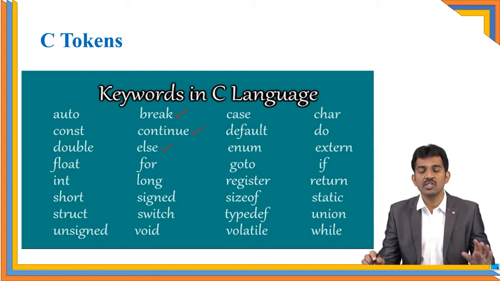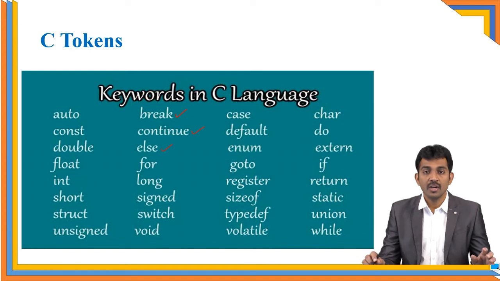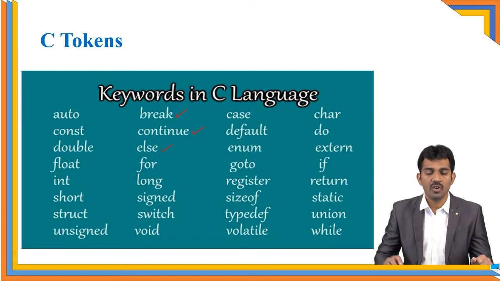All these keywords are also called reserved words. You don't have a provision to use them for your own purpose. That is very, very important. The C language contains 32 keywords, and these 32 keywords are used by the developers for their own use. These are one of the first parts of the tokens.